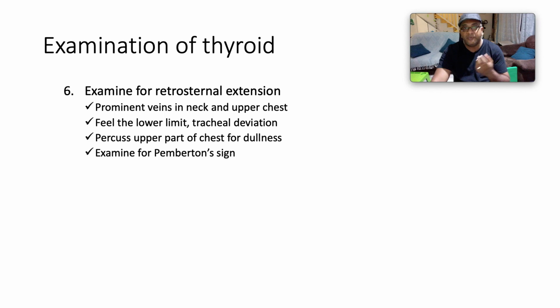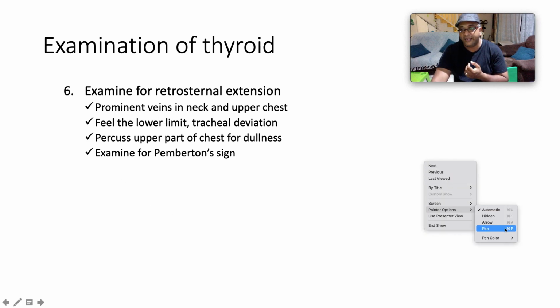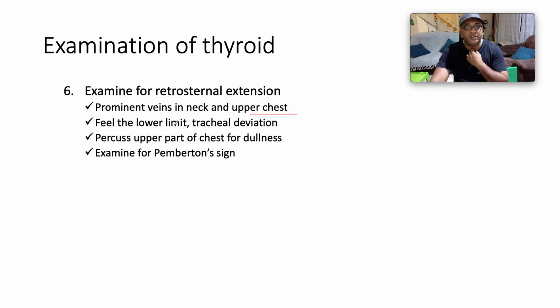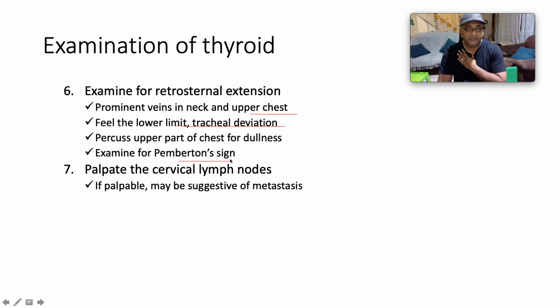Right, and how do we examine for retrosternal extension? Well, you may see prominent veins in the neck and in the upper chest. Feel the lower limit and check for tracheal deviation. Percuss the upper part of the chest for dullness and examine for our beloved Pemberton sign, which often speaks to a superior vena cava syndrome or a thoracic outlet obstruction. You ask the patient to lift the arms for at least 60 seconds, and what you're going to see is non-pulsatile elevation in the jugular venous pressure. You're going to see facial plethora, and the patient may become stridulous.